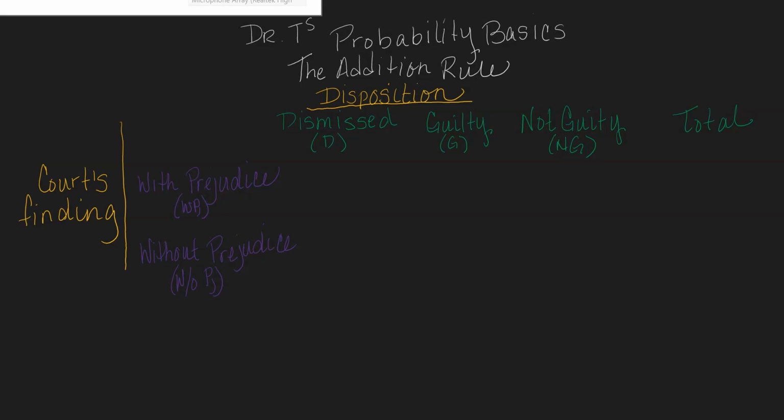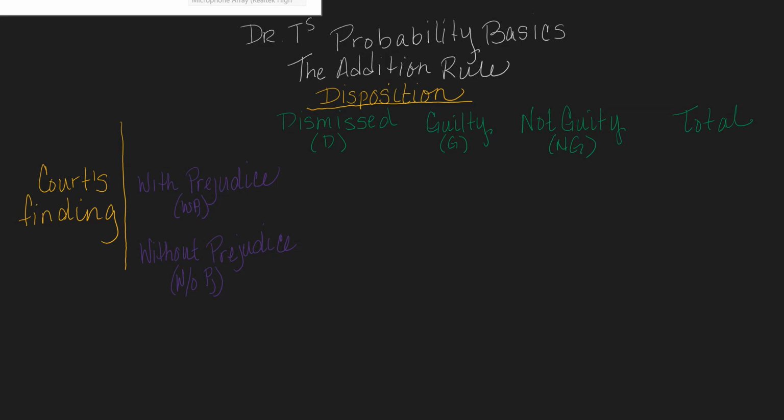This Dr. T video, Probability Basics, the addition rule, works a couple of examples finding probability using the addition rule. Now, as criminology, criminal justice majors, sometimes you may decide to review court cases. Reviewing court cases often allows us to test different theories and different concepts.